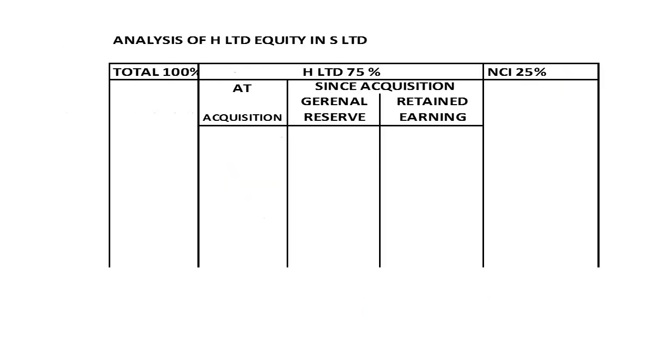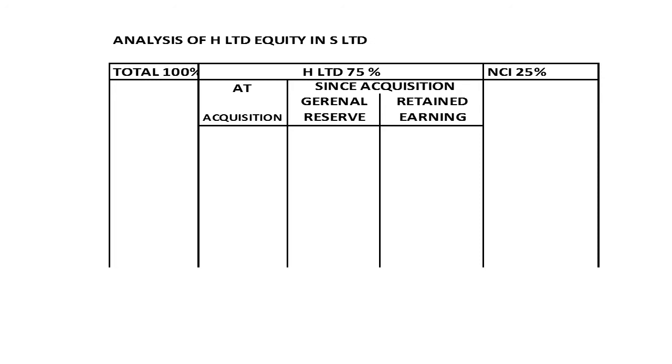Let's open our notebooks. Let's draw this column and leave a gap here to put the narrations. Right, that's the analysis of H Limited's equity in S Limited. Some books will write analysis of shareholders' equity in S Limited, so instead of putting shareholder, just put H Limited to be precise. What you analyze is the equity of H in S Limited.